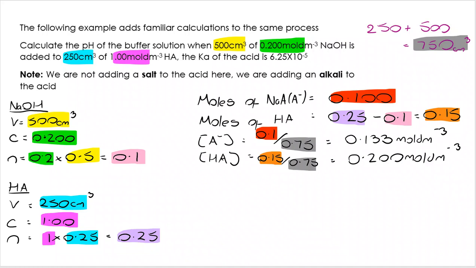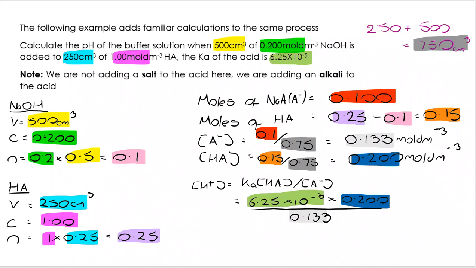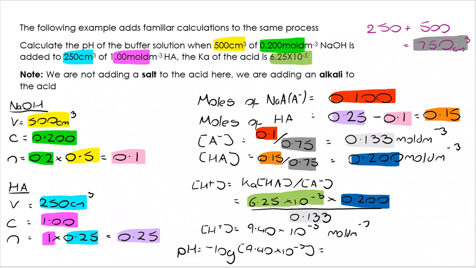So finally, I've got my HA concentration, my A- concentration, and I've been provided with my Ka. So I can say that H+ is equal to Ka times [HA] over [A-]. I can substitute the figures in. The two that we've just calculated, my 0.2 molar, my 0.133 molar, and my Ka value provided in the question. That takes me to an H+ concentration of 9.4 x 10^-3 mol dm^-3. And now I've got my H+, I can substitute that into my pH expression, giving me a pH of 2.02.